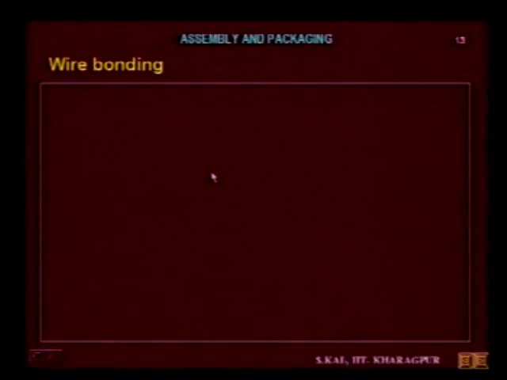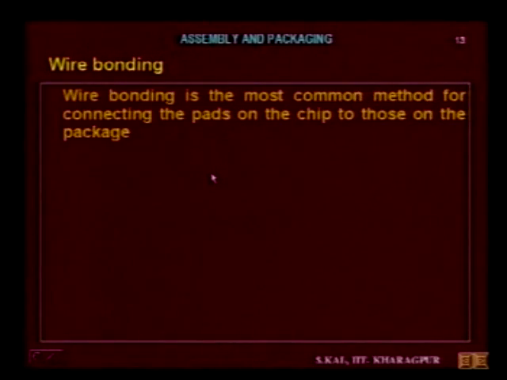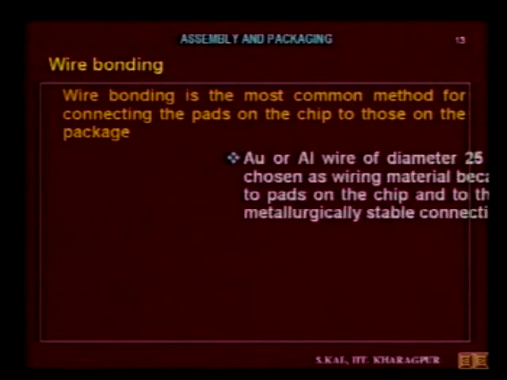Now, after chip bonding is over, we come to wire bonding. Wire bonding is the most common method for connecting the pads on the chip to those on the package. Thin wire of diameter 25 micron to 40 micron is used, with materials either gold or aluminum. They are used for bonding the pads on the chip to those on the package.